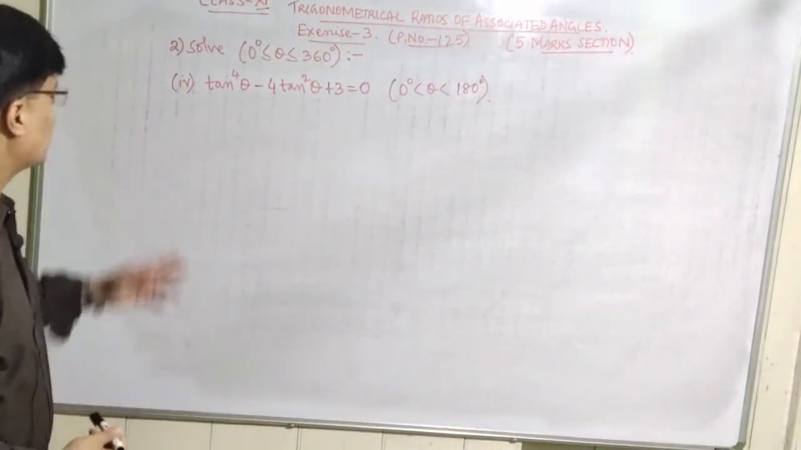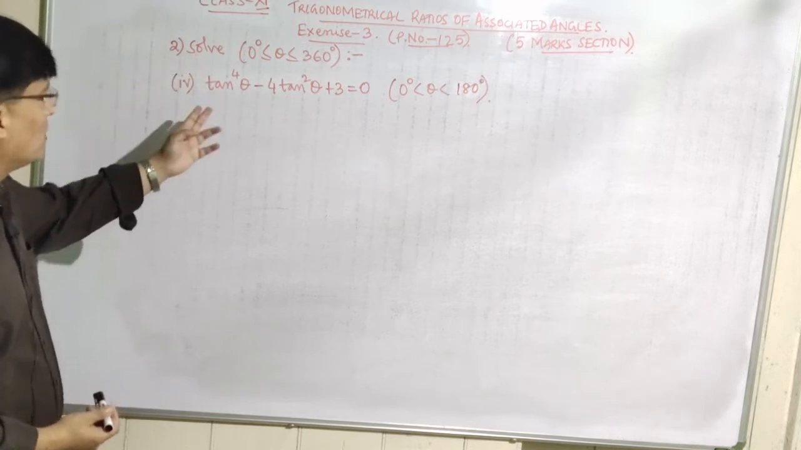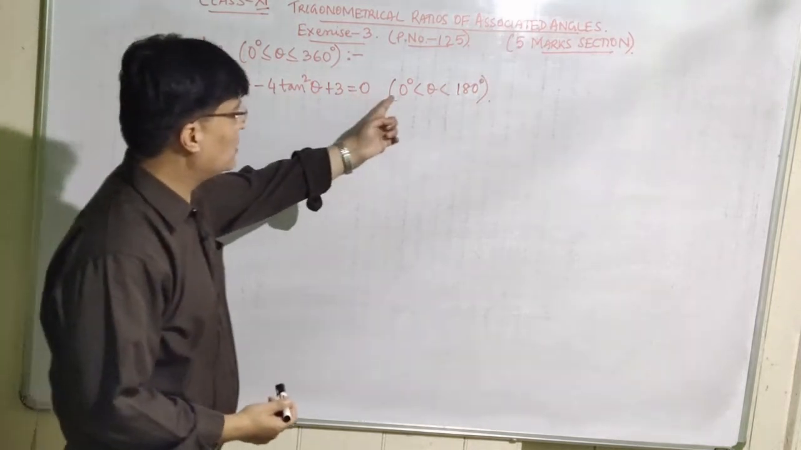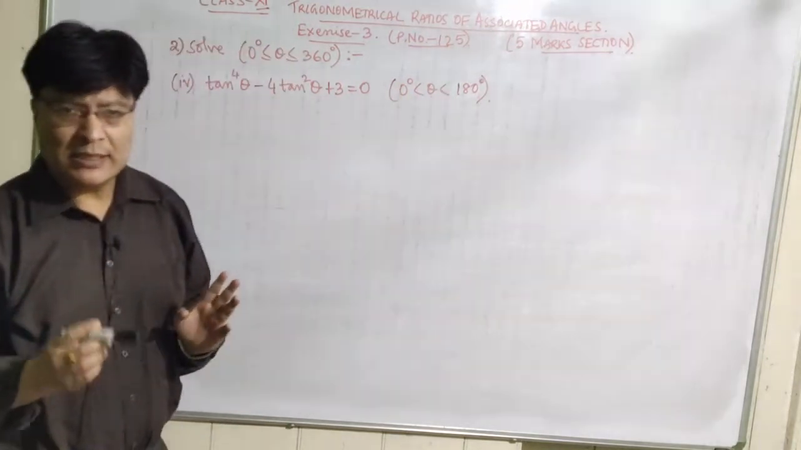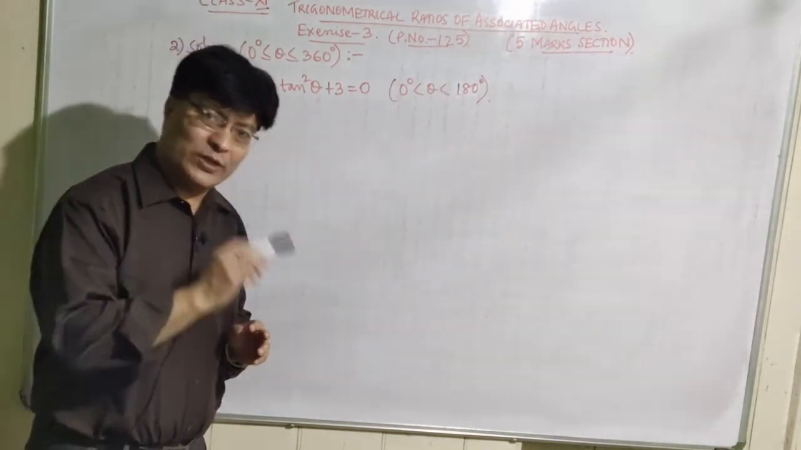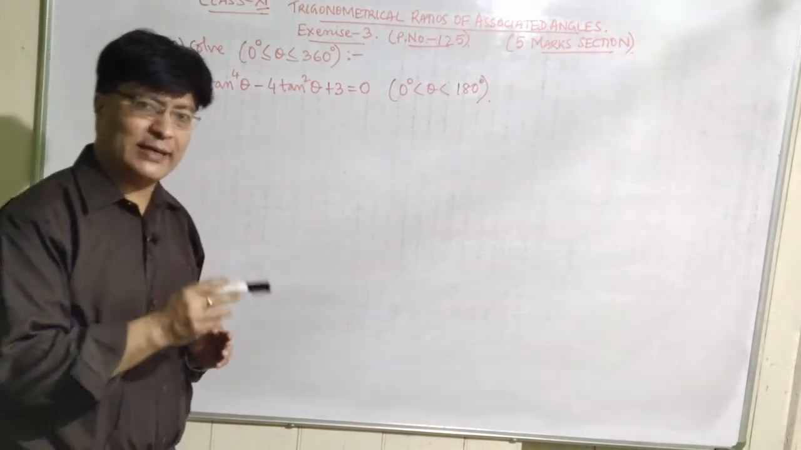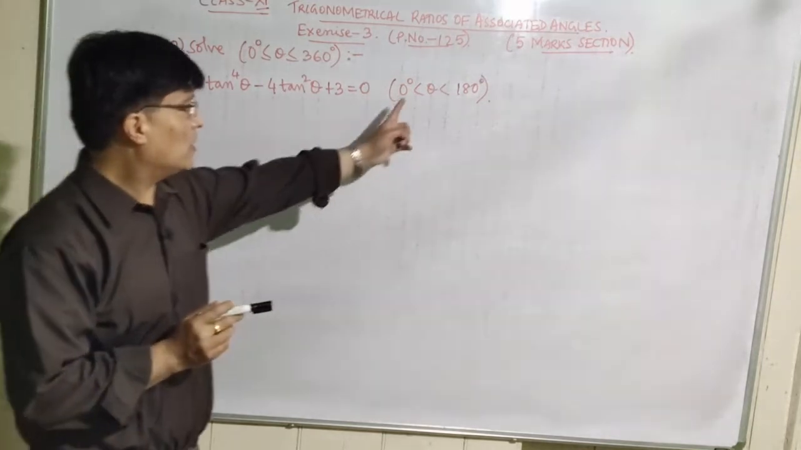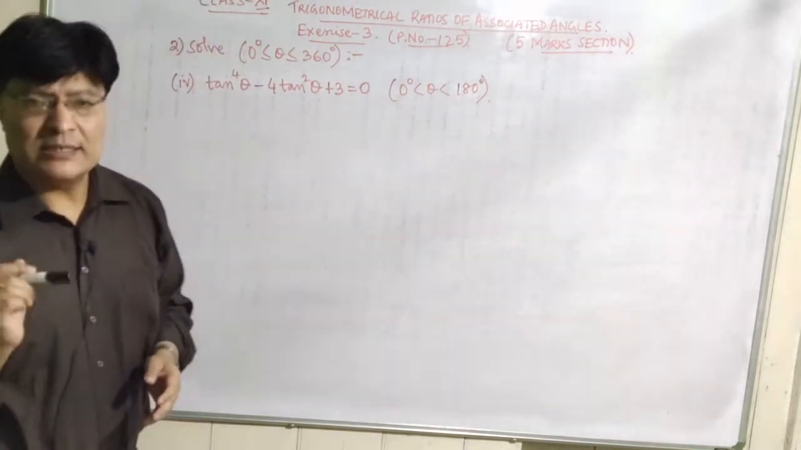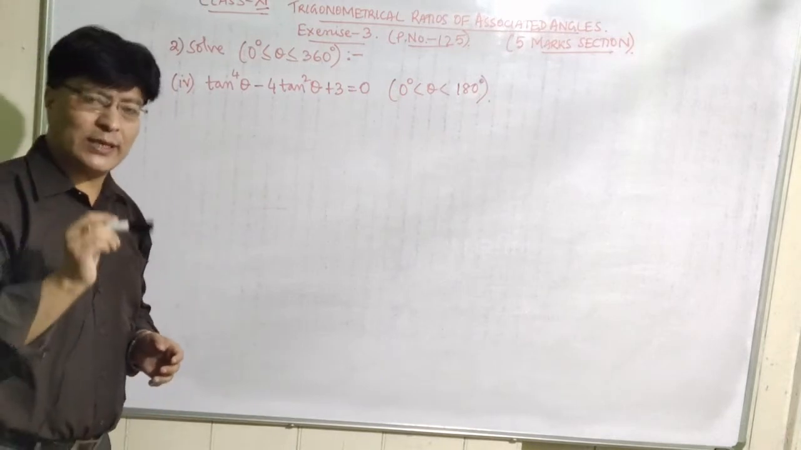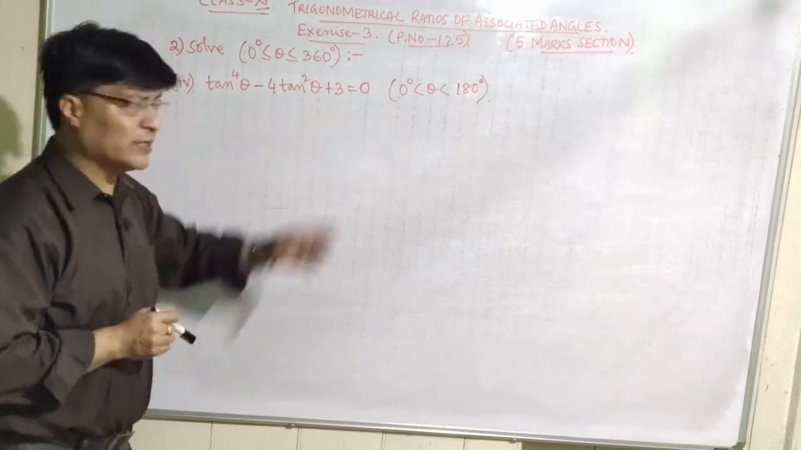So now we'll do question number 4 of number 2. You have to solve it again. But in this case, the condition given here is 0 degree less than theta less than 180 degree. That means theta lies within 0 degree and 180 degree only, that is, in the first quadrant and the second quadrant only. Okay? So let us solve it now.